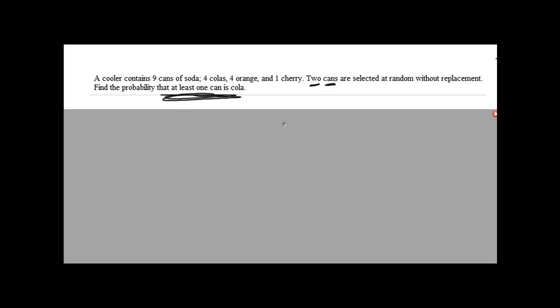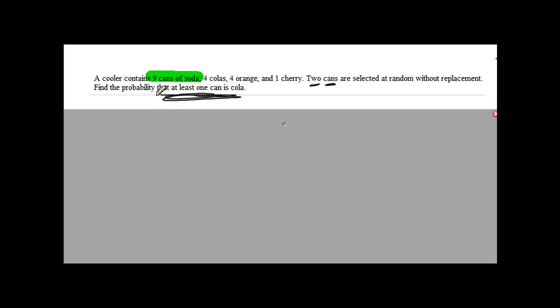Here's a problem from 12.6 that deals with the probability of at least one event occurring. So this problem states a cooler contains 9 cans of soda. Okay, so that's 9 cans total. Of those, 4 are colas, 4 are orange, and 1 is cherry. And then 2 cans will be selected at random without replacement. Find the probability that at least one can is a cola.